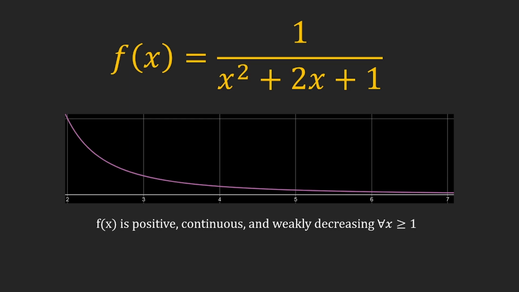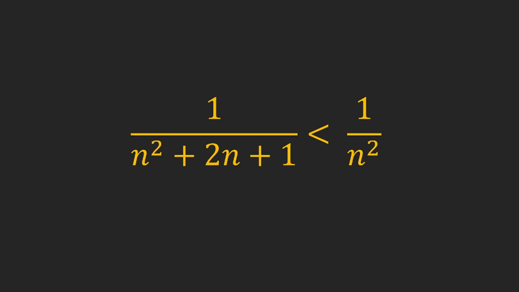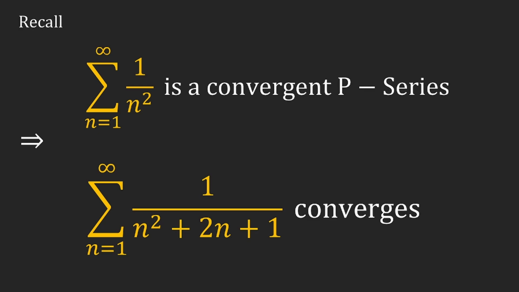So why don't we think a little harder about the question we're given, and we'll see that 1 over n squared plus 2n plus 1 is always smaller than 1 over n squared, because what's in the denominator is larger, which means the output is going to be smaller. And recall that the infinite series of 1 over n squared is a convergent p series. So just by comparing the two, we can tell that this sum, 1 over n squared plus 2n plus 1, is also convergent.